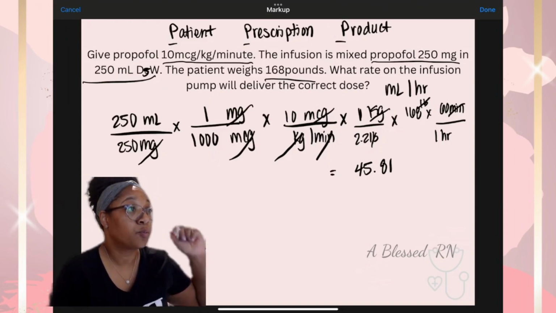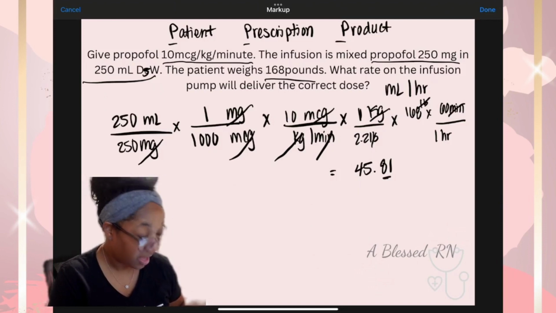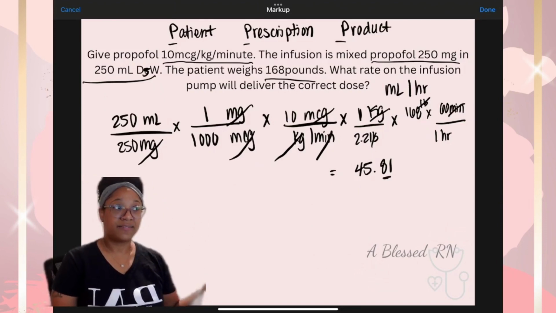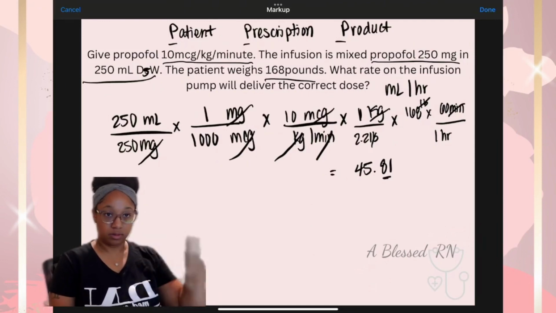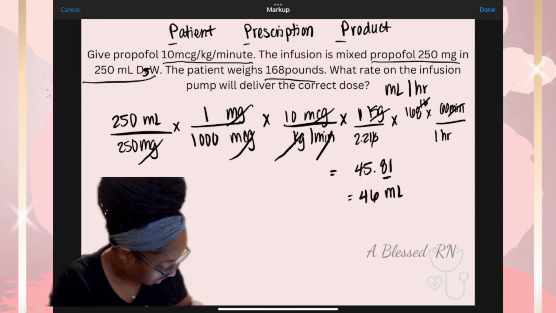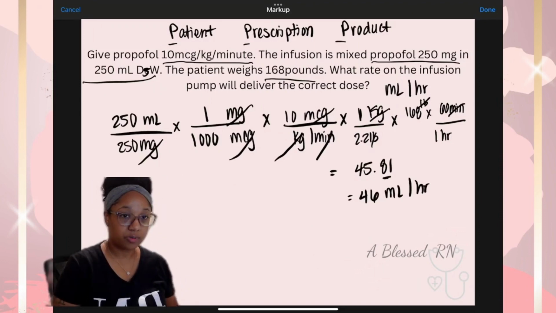And then we're going to have to round, because this right here is 0.8. So 0.5 and up, you round up. 0.4 and down, you keep it the same, okay? Round down. So it'll be 46 mLs in 1 hour, okay? That's how you would do it for dimensional analysis.